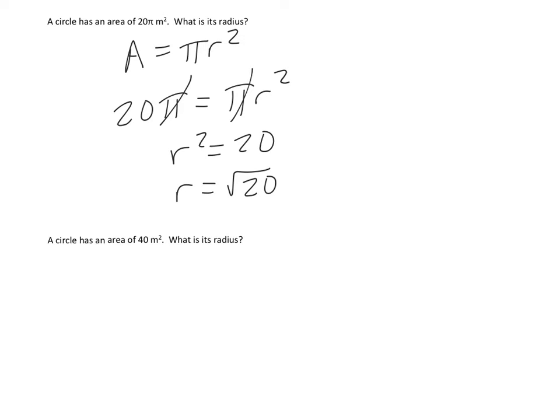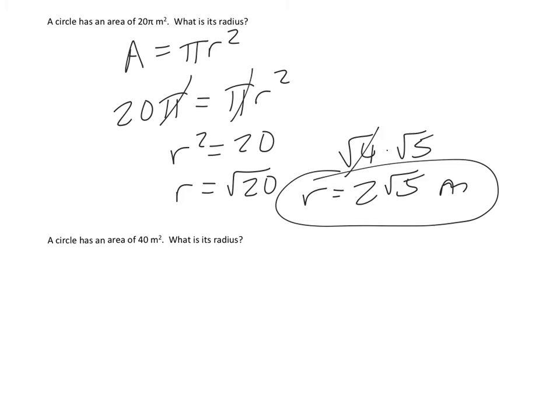And then if I want to simplify that, I know square root of 20 is the square root of 4 times the square root of 5. Square root of 4 is 2, so this is 2 square roots of 5 is the radius, and the units will be just meters because it's a distance. And that's how you go the other way.